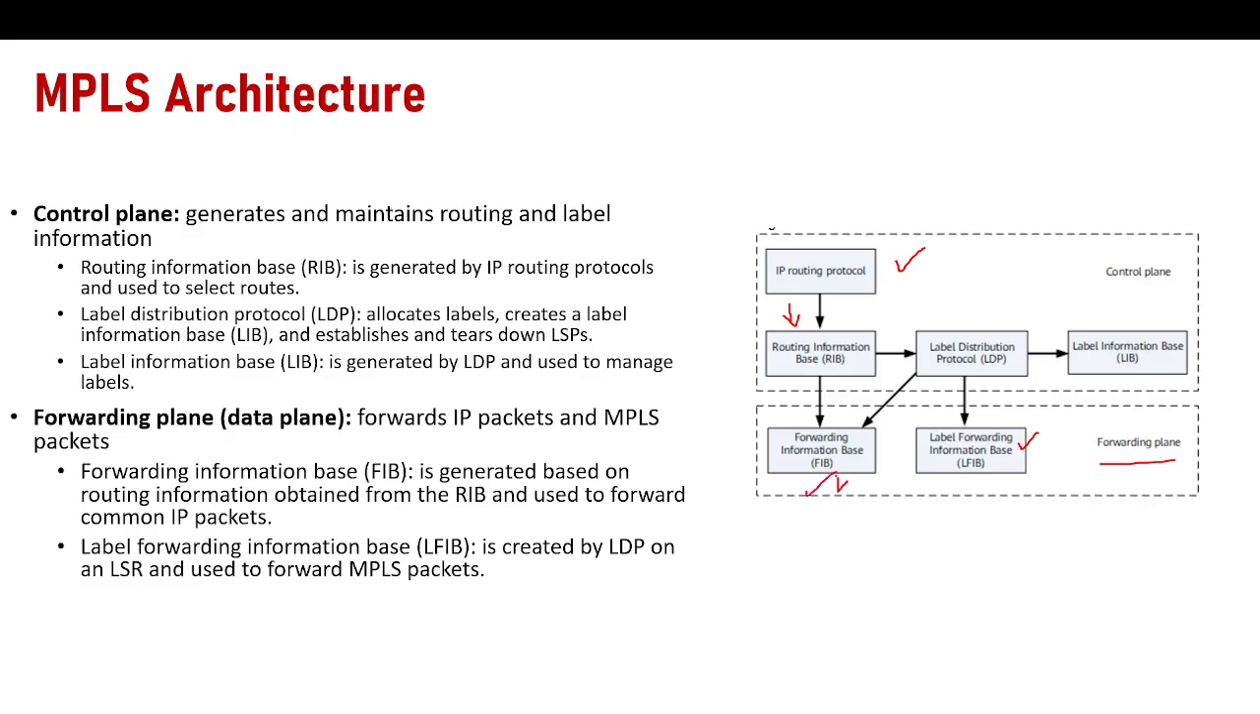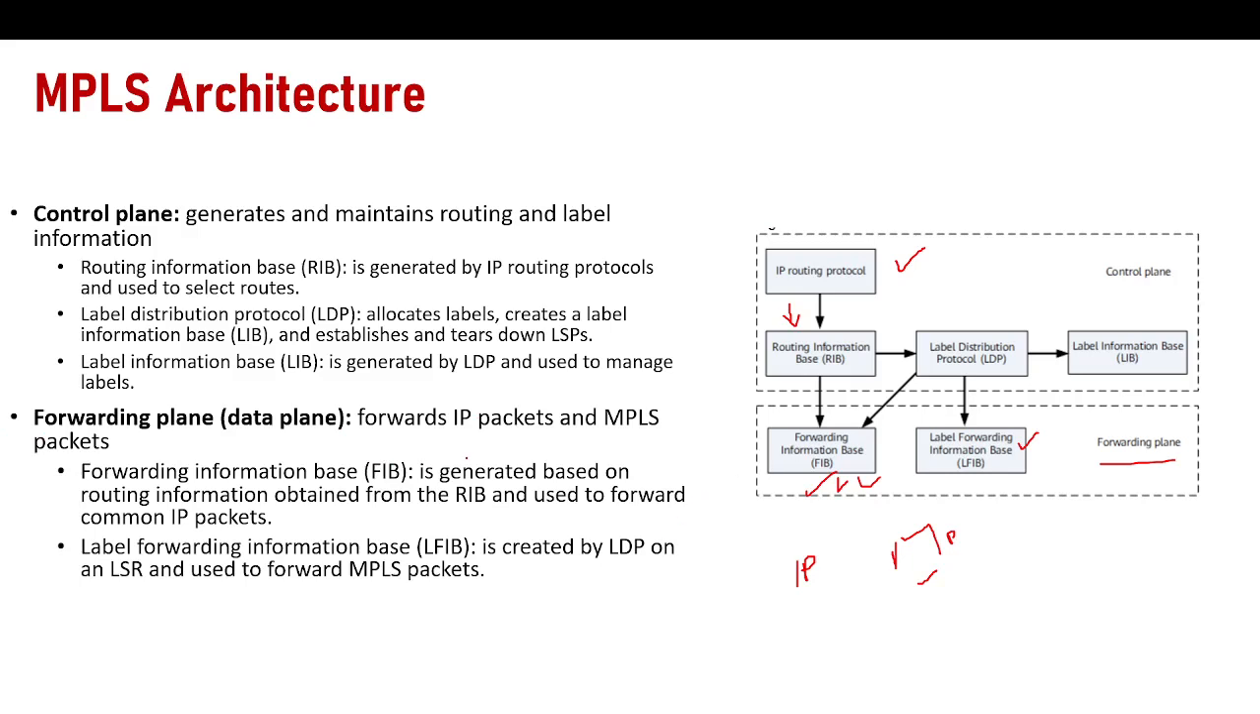We need to be able to support both IP packets and MPLS packets. So that's why we have the forwarding information base to support the normal IP packets, and then we have the LFIB to support MPLS packets. So this is on our forwarding plane. So we have the forwarding plane. This forwards IP packets and MPLS packets.